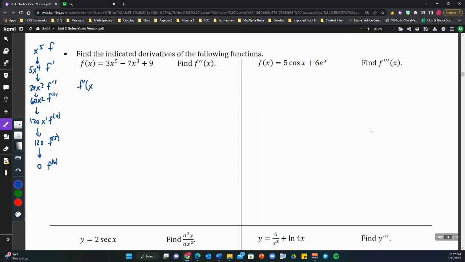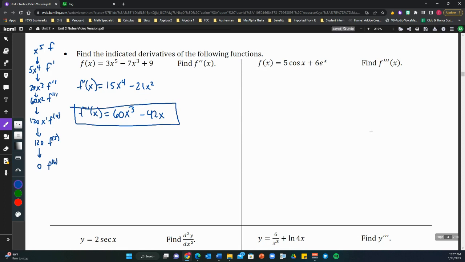But to find it, we just really do the process twice, because it's the second derivative. So for our first derivative here, we would have 15x to the fourth minus 21x squared, and the constant disappears. Then our second derivative, we just start over with this new equation, would yield 60x cubed minus 42x, and that's it. That is our second derivative, or f double prime of x.